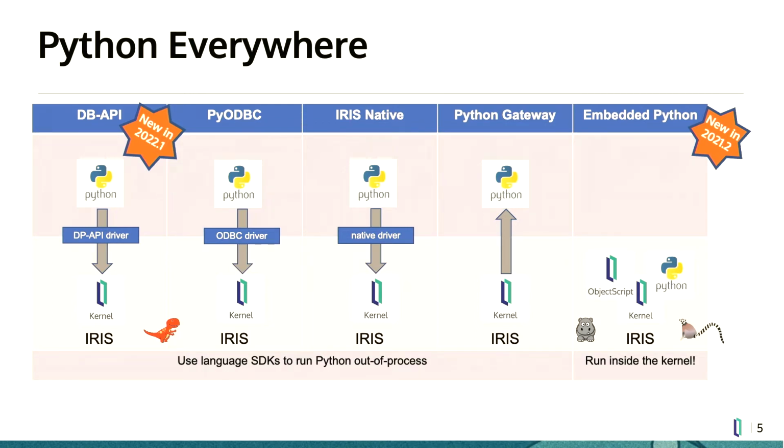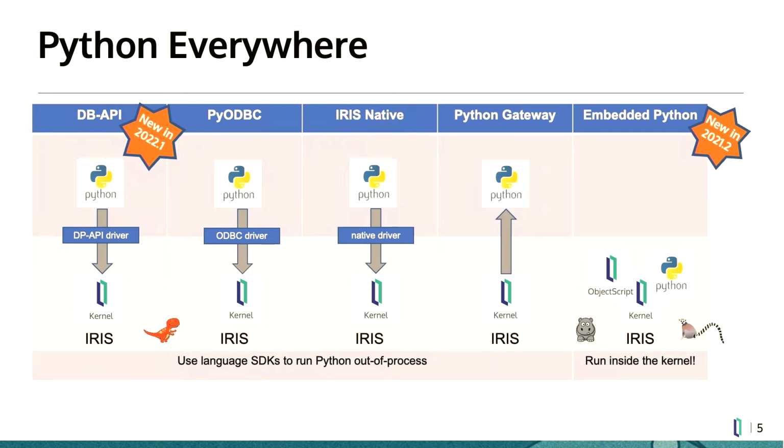And number 4 is the Python gateway, which kind of reverses the communications paradigm. In the first 3, you use a driver, either a DB API driver, ODBC driver, or a native driver, to call from your Python program into IRIS, into the IRIS kernel. Python gateway turns that around and says IRIS can call out to a Python program, tell a Python program outside of its environment to do something, and get results back.